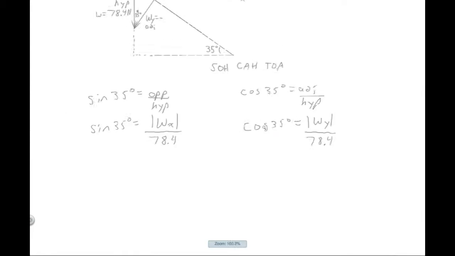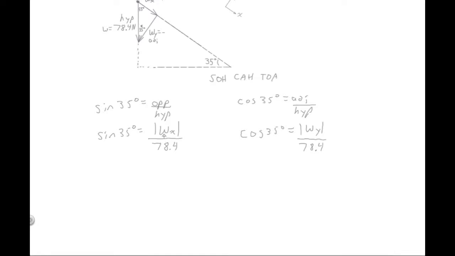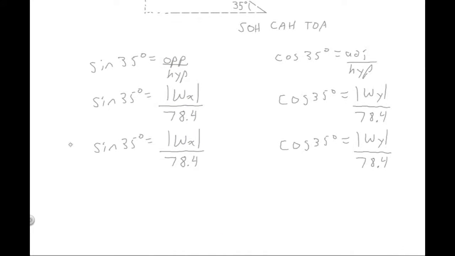As usual, we've talked about how in Sohcahtoa you should focus on the magnitudes of the components, not on the assigned values, because we're trying to represent lengths, and lengths can never be negative. So to ensure that these are not negative, we use absolute value signs. Now we'll solve by multiplying both sides by 78.4, in both equations.